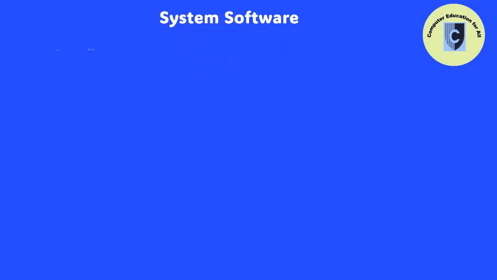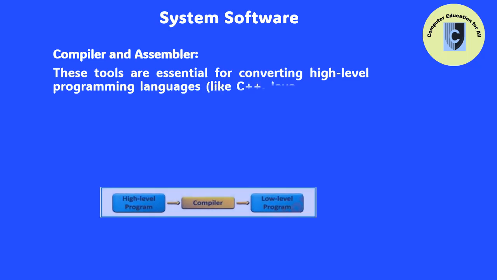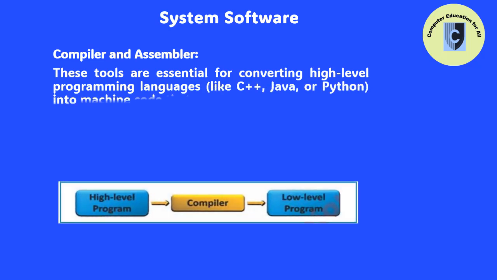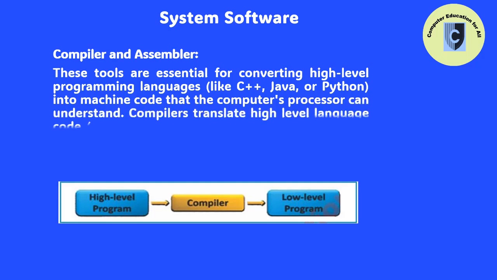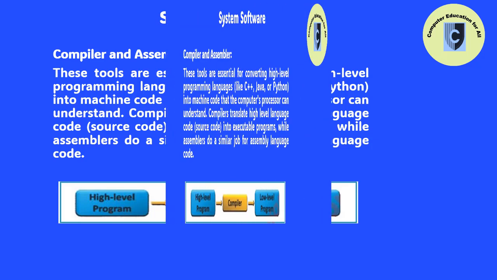Compiler and assembler. These tools are essential for converting high-level programming languages like C++, Java, or Python into machine code that the computer's processor can understand. Compilers translate high-level language code, source code, into executable programs, while assemblers do a similar job for assembly language code.